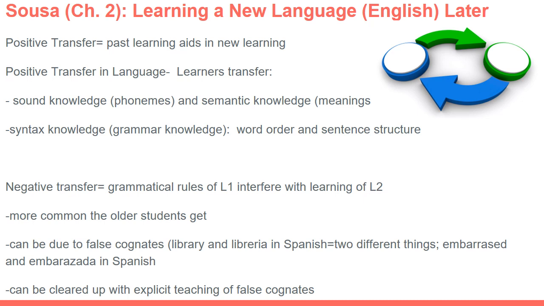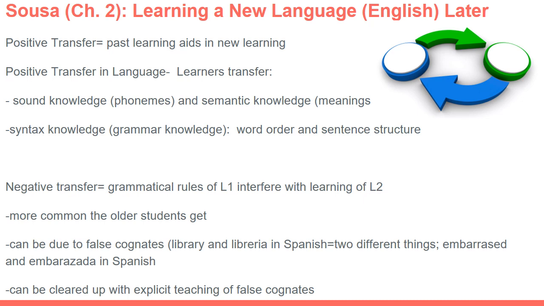An example would be when children use their sound knowledge, their phonemic knowledge, and their semantic knowledge, their knowledge of words, their knowledge of emotion and expression, their knowledge of the importance of comprehending speech. They can transfer that from one language to another language.